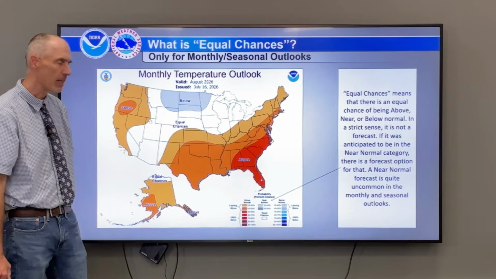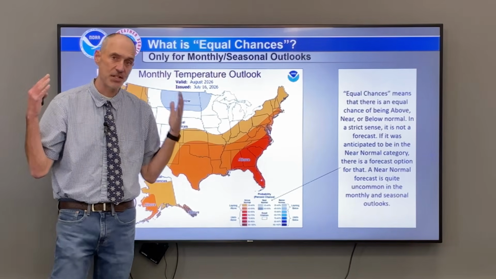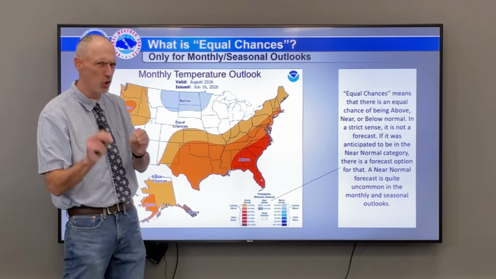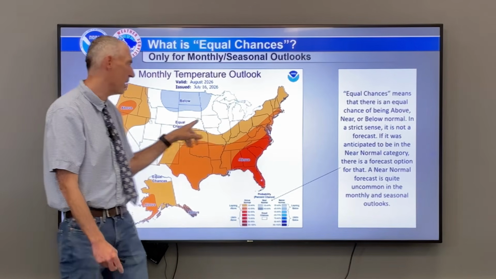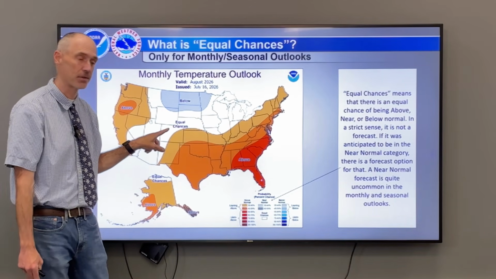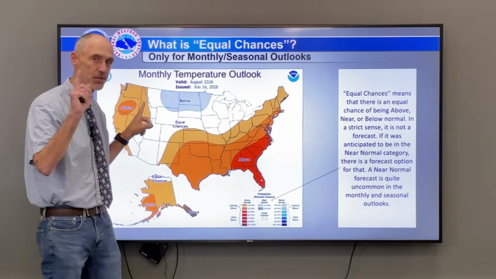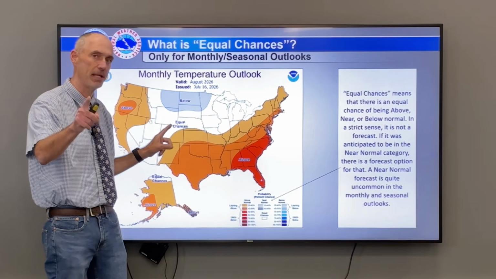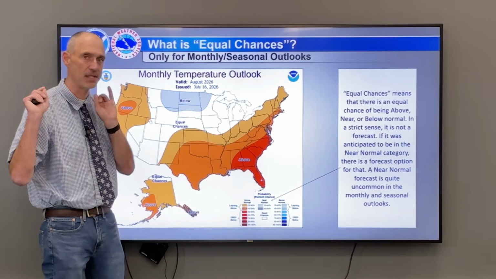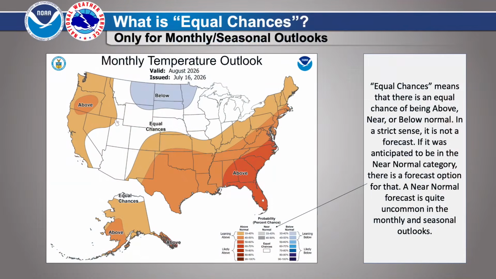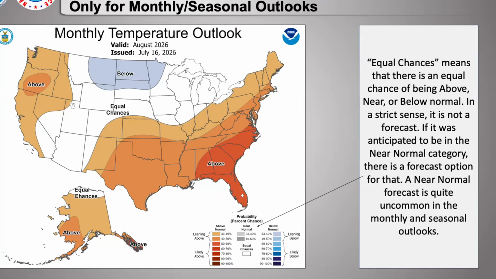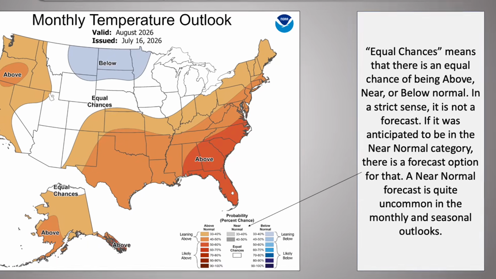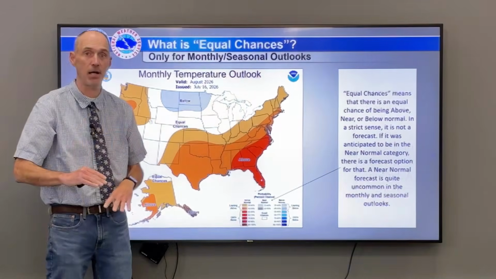Okay. Now, for monthly and seasonal outlooks, we don't use the near normal very much. Sometimes we do, but usually you'll see this term equal chances. Equal chances does not mean a forecast to be near normal. It's very, very important. It does not mean that. It means there's an equal chance that we'll be in any of those three categories. Equal chance that we'll be in the upper tercile, the middle tercile, or the lower tercile.